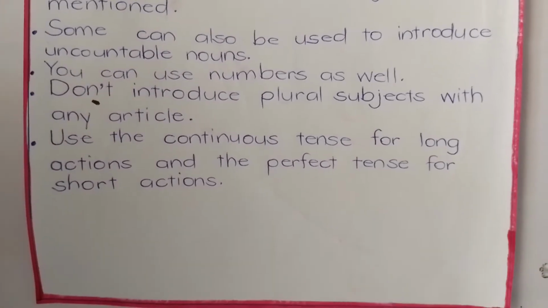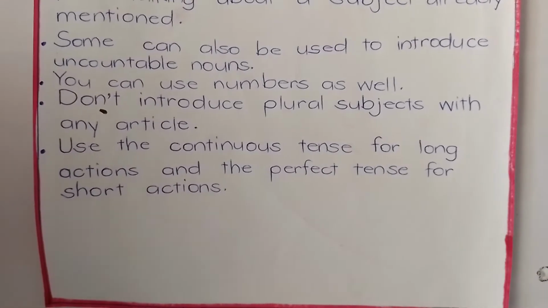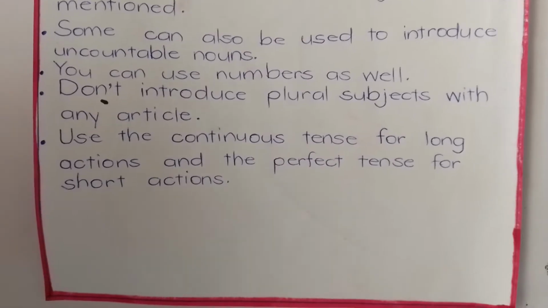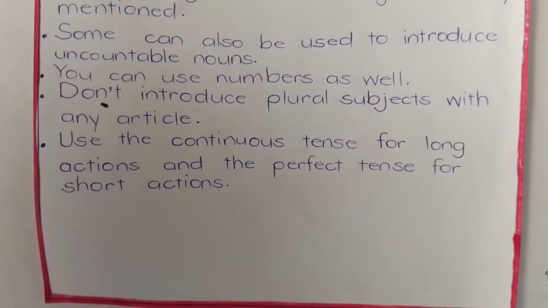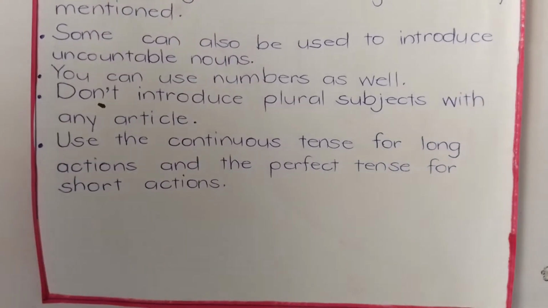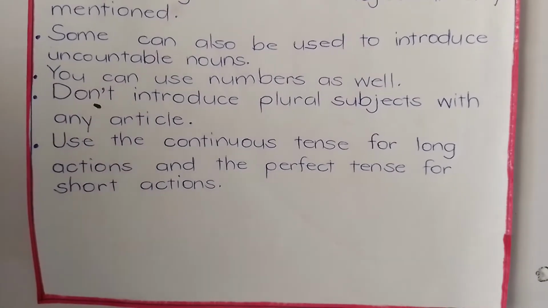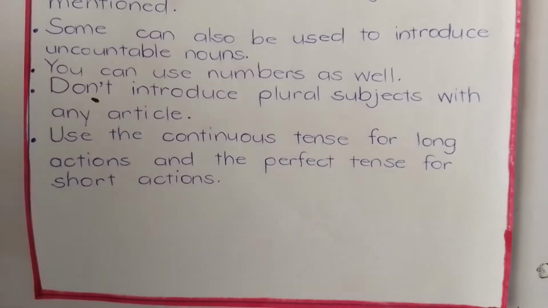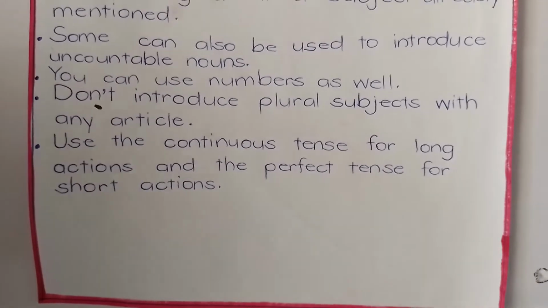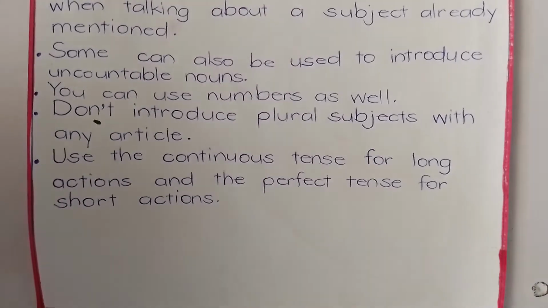As long as you count and mention the right number, you can as well introduce the common nouns with that particular number. And then we should not introduce plural subjects with any article. When we are given a plural subject or a plural object, don't use any article to introduce that particular subject. Just begin with the subject without any article.